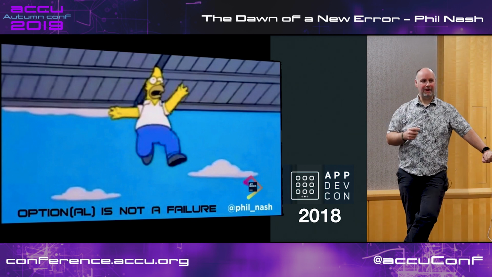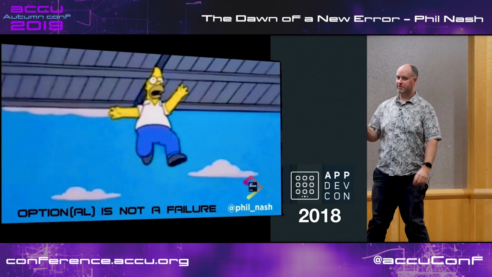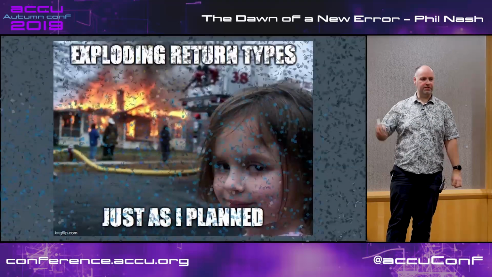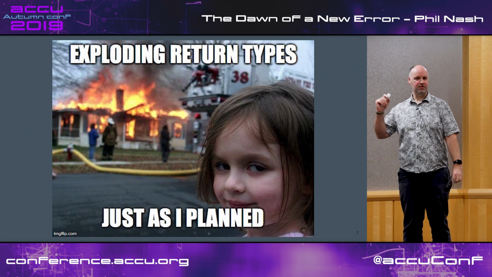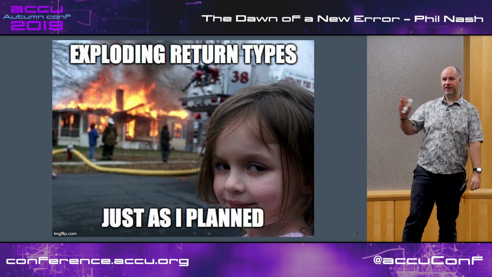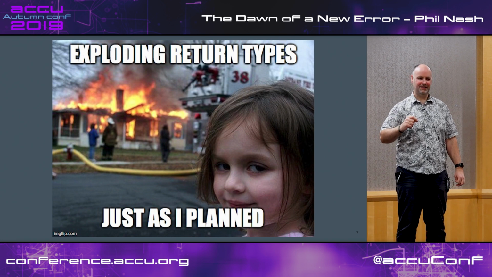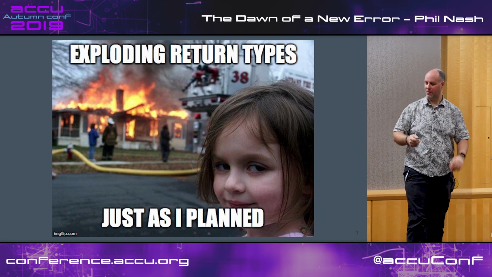But going a little bit further back still in history, it's not the first time I've been thinking about alternate error handling strategies in C++. Some time ago, I started playing with something called exploding return types. Who here's used exploding return types? No one? Anyone heard of exploding return types? One person, yeah. Never really caught on, but I quite liked the idea at the time.